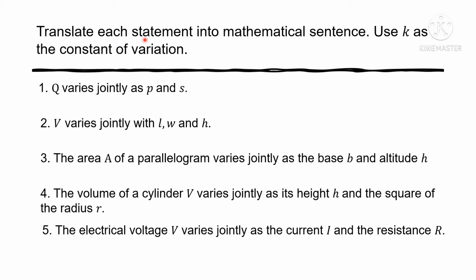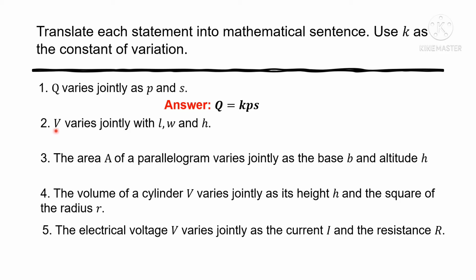Translate each statement into mathematical sentence. Use k as the constant of variation. Number 1. Q varies jointly as P and S. So, ang equivalent niyan sa equation is Q equals KPS.